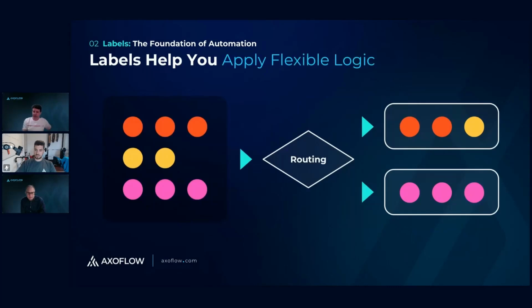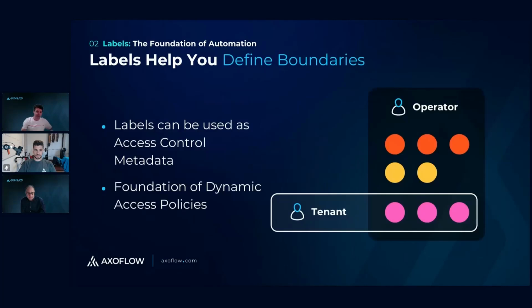Another way to use labels is to apply flexible logic like routing. I may want all my security tools to go to the SIEM, and with a simple rule like that, it's much easier to implement than having to describe everything in detail. And last but not least, labels make a lot of sense when creating access control policies and RBAC to grant the required permissions for you as a tenant or the operator itself.